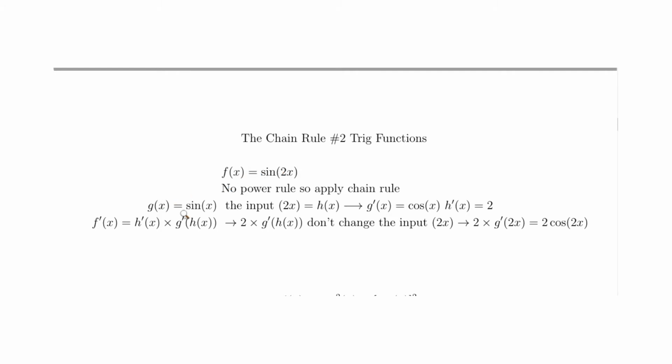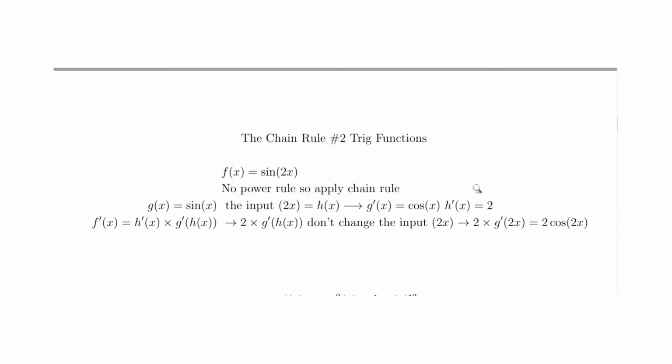So what we're going to do now, call g of x sine of x, and our input we'll call h of x. So g of x is sine of x, h of x is 2x. So there's our g of x, and inside the brackets is our h of x. Then we just find out the derivative of each of these g and h functions. The derivative of g is cosine, so that's cosine of x. But our input is not x, it's 2x, so we have to take the derivative of 2x. So the derivative of 2x, which we worked out in the previous slide, was 2.